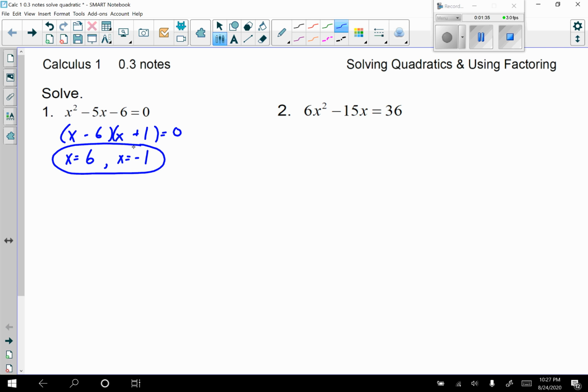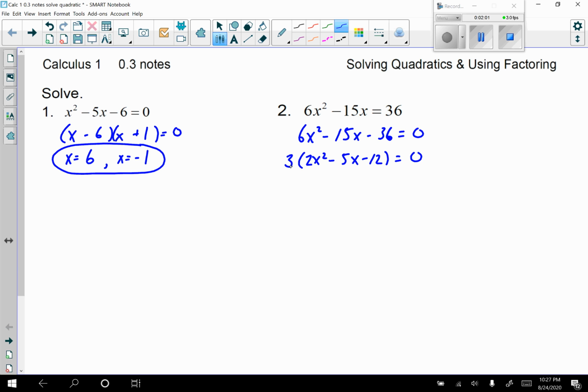All right, number 2, remember that these always have to be equal to 0. And so always get that first when you're going to factor. It doesn't do any good to factor if it's not equal to 0 first. Remember a GCF on this. If you factor out a greatest common factor, say we factor out a 3, we've got 2x squared minus 5x minus, divided by 3, we've got 12.